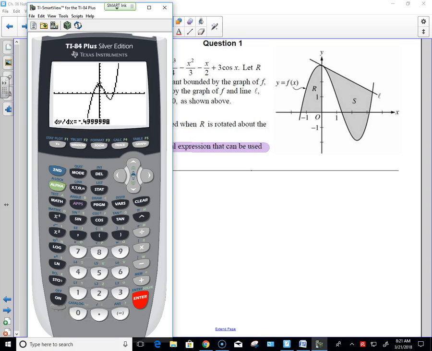The slope of the tangent line will be the derivative.